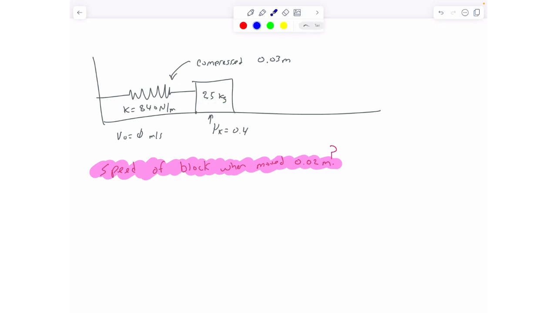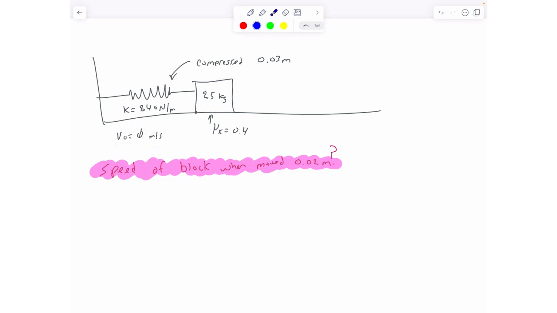So this is the mass. This is how much is compressed. This is the spring constant. This is the block here. This is the floor that it's on. This floor does have some friction on it, and so the kinetic coefficient of friction is 0.4, and the block is initially at rest, which means there is no velocity.